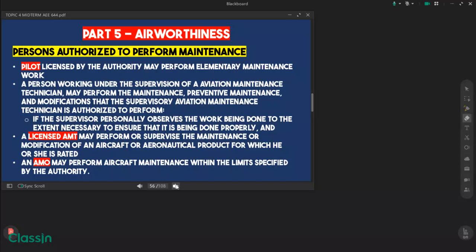Okay? So, nasa batas po yan ng PCAR na pwede lang po mag-perform ng certain maintenance sa aircraft is the pilot for elementary maintenance work, or kadalasan ang EMW natin is mga basic preventive maintenance lang yan. So, ang kadalasan po talagang pwedeng gumawa is ang AMO and a licensed AMT. And also, sabi dito, person working under the supervision, kadalasan ito yung mga nagtitraining sa ATO natin or approved training organization. Malinaw? Okay.